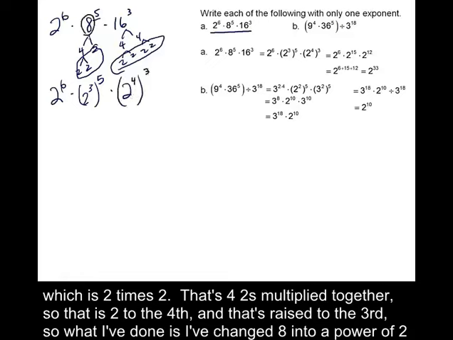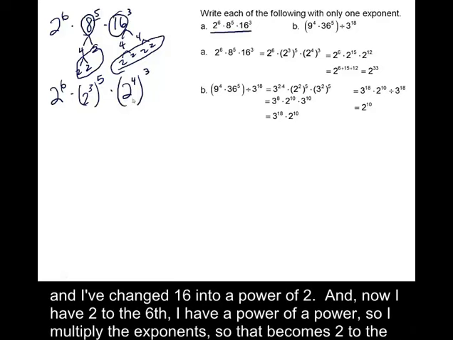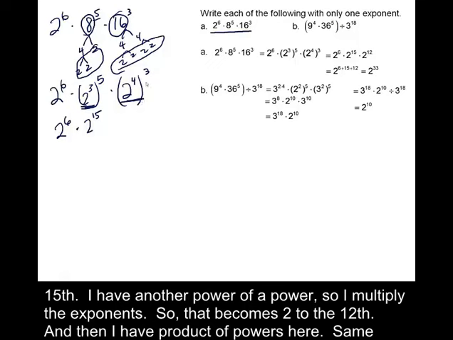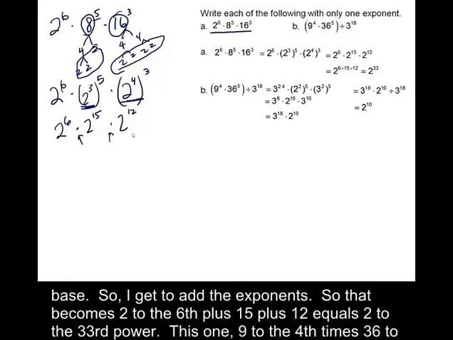So what I've done is I've changed 8 into a power of 2, and I've changed 16 into a power of 2. And now I have 2 to the 6th. I have a power of a power, so I multiply the exponents, so that becomes 2 to the 15th. I have another power of a power, so I multiply the exponents, so that becomes 2 to the 12th. And then I have a product of powers here, same base, so I get to add the exponents: 2 to the 6th plus 15 plus 12 equals 21, 2 to the 33rd power.